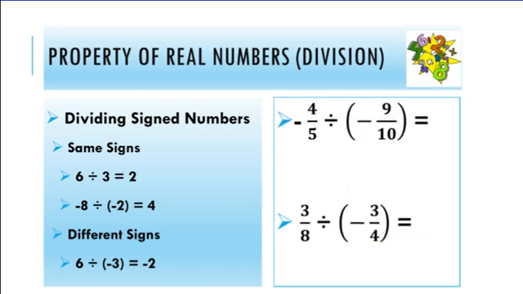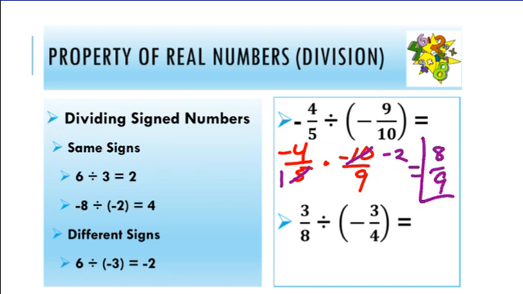Next, we have a -4/5 divided by a negative 9/10. So I'm really multiplying by the reciprocal, which is negative 10/9. And I can do some simplifying first. I can divide a 5 here and get 1. Divide a 5 out of negative 10, and I get a negative 2. Now I multiply straight across. Negative 4 times a negative 2, positive 8. 1 times 9 is 9, and I get a positive 8/9.